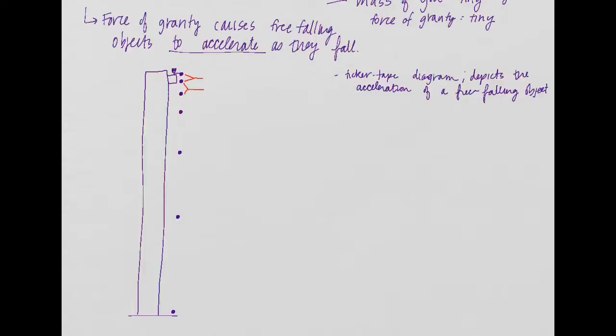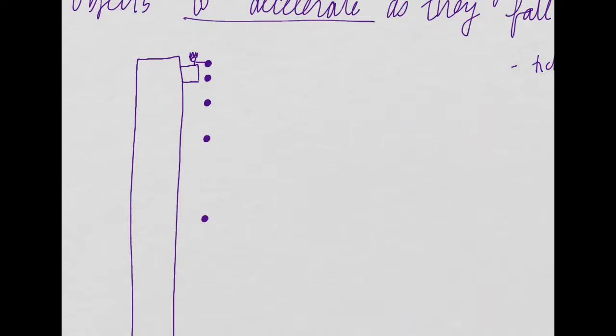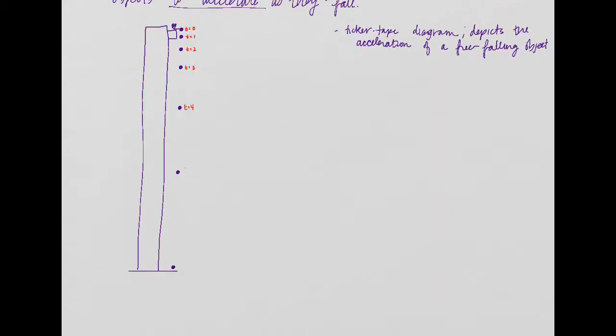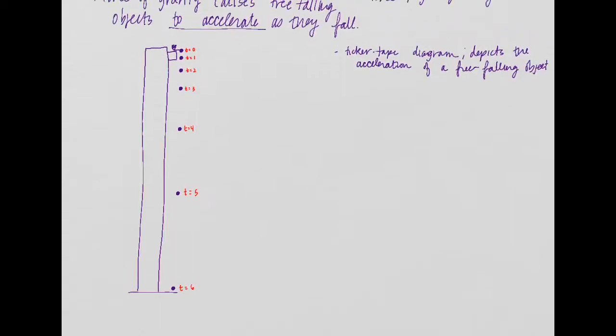So this one here is at time equals 0, before we've dropped the ball. This is at time equals 1 second. This is time equals 2, 3, and so on, all the way down until we almost hit the ground. I drew this one purposefully so it doesn't hit the ground yet, but it will hit the ground at 6 seconds. Okay, make it easy. All right, so this is our ticker tape diagram.